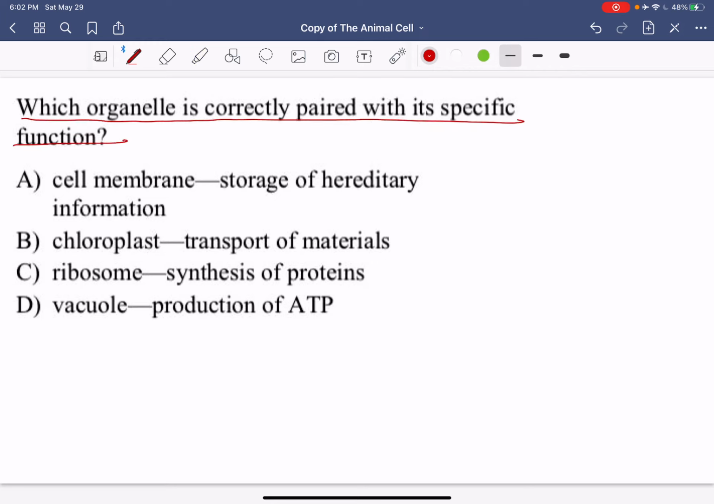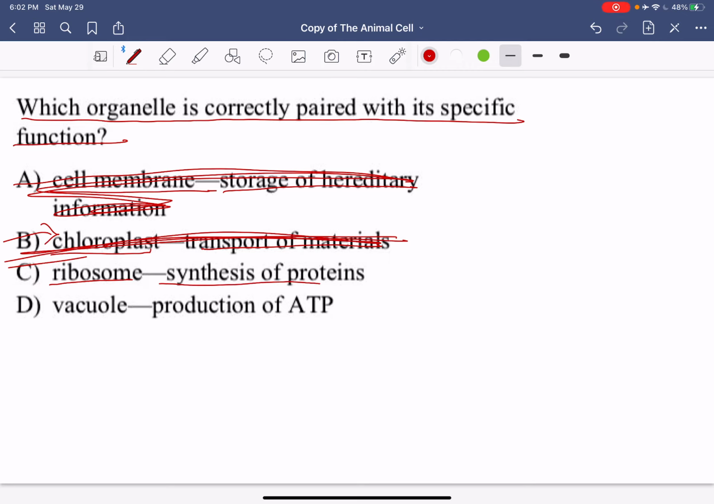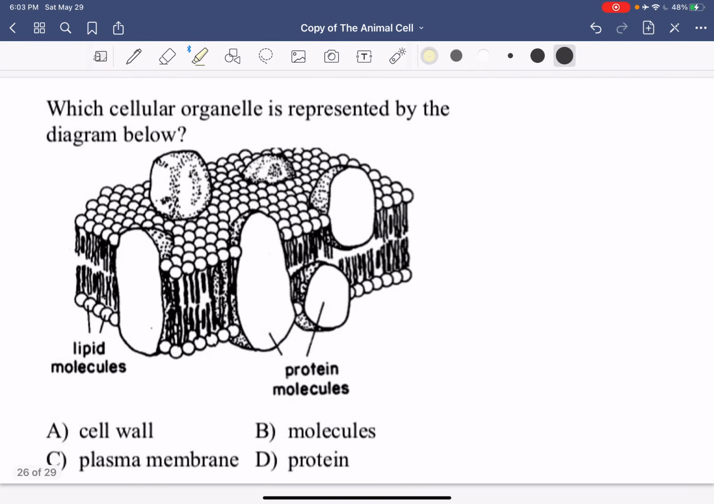Next. Which organelle is correctly paired with its specific function? Okay, this is basically which one of these is correct. Cell membrane, storage of hereditary information. No, that is the nucleus. Chloroplast, that's in a plant cell. Transports materials, that's not what it does. We're going to talk about this when we do the plant cell. Ribosome, synthesis of proteins. That sounds right. Vacuole, production of ATP. How dare you? That's the mitochondria. The best answer for this question is C, ribosome, synthesis of proteins.